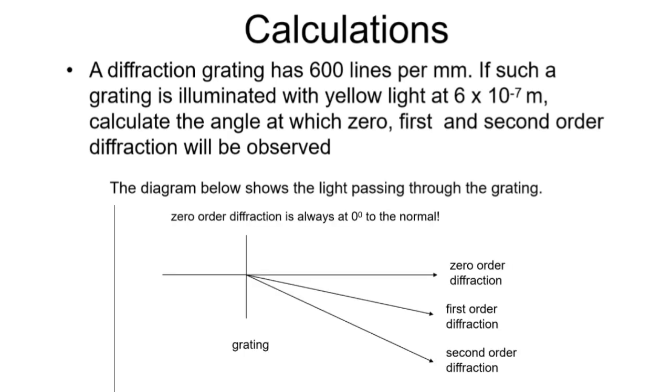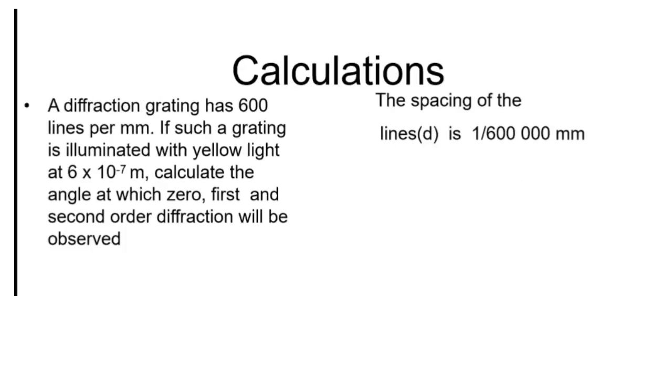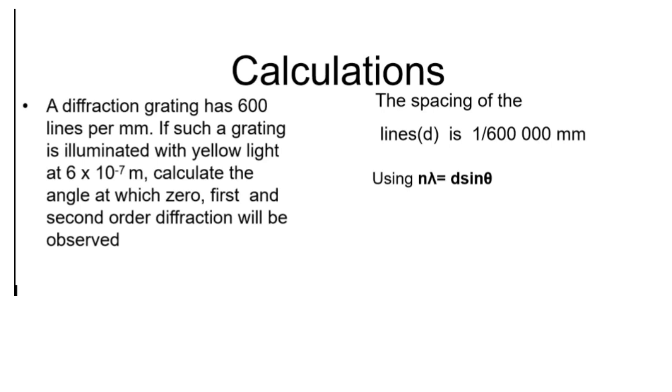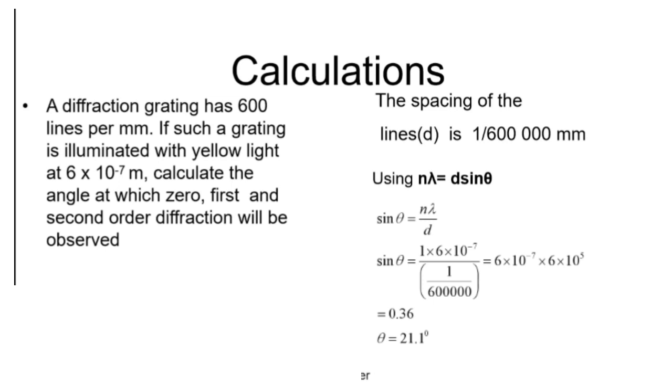Now we have a diagram here that shows the light passing through the grating. And remember, guys, zero order of diffraction is always at 0 degrees to the normal. Take note that the spacing of the lines, or distance, is 1/600,000 meters. Now we will use the formula nλ = d sin θ. Since we are looking for the angle, we will derive the original formula into this formula as shown on the screen, and then we'll just substitute the given.